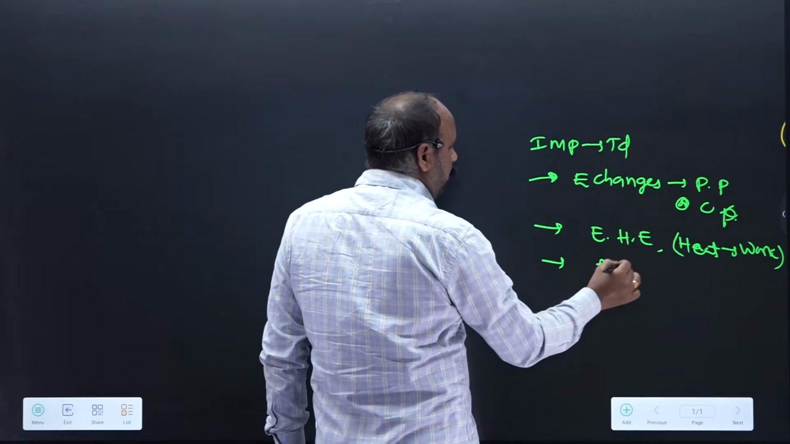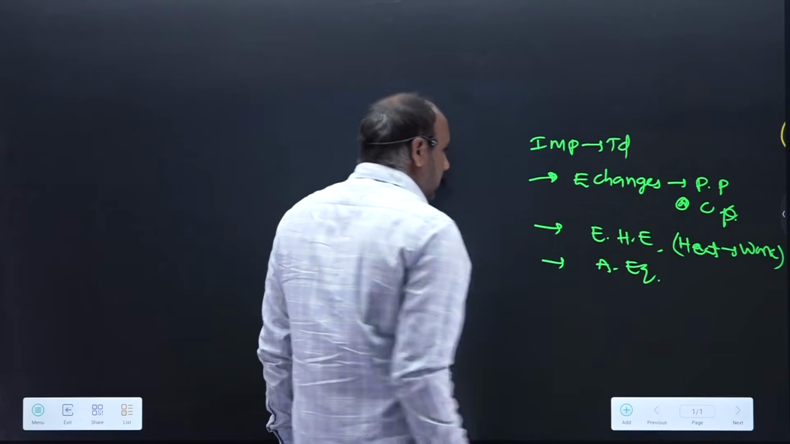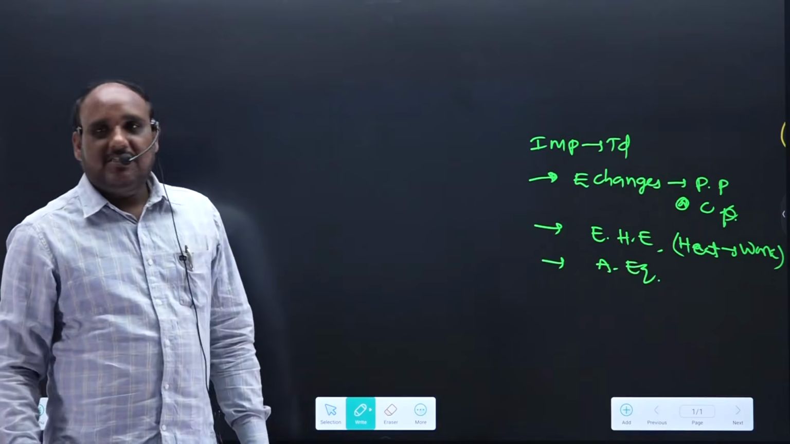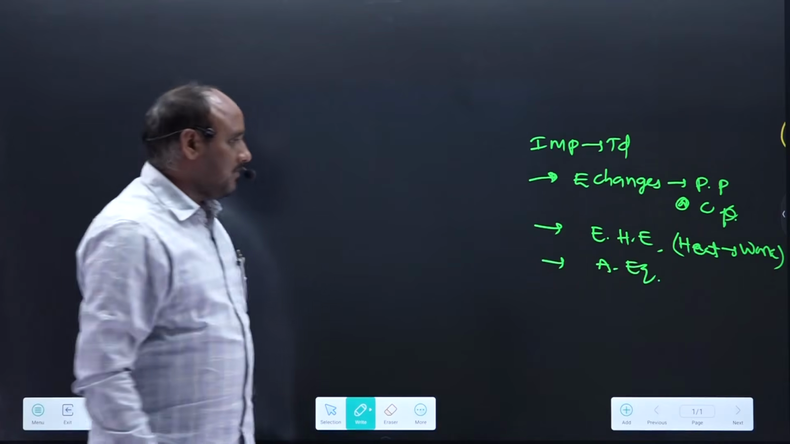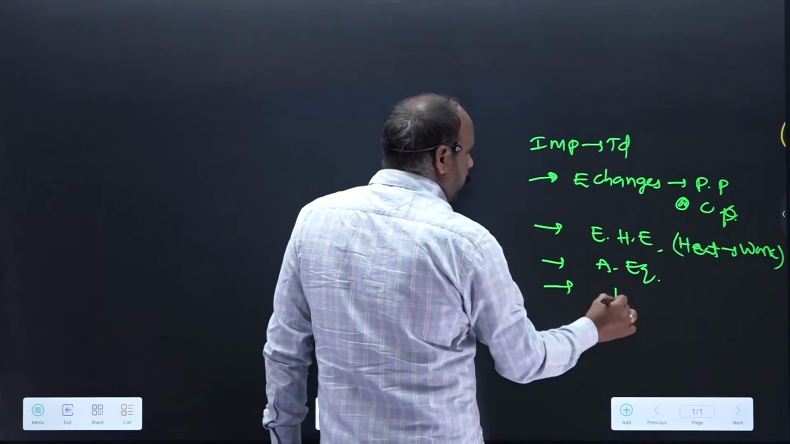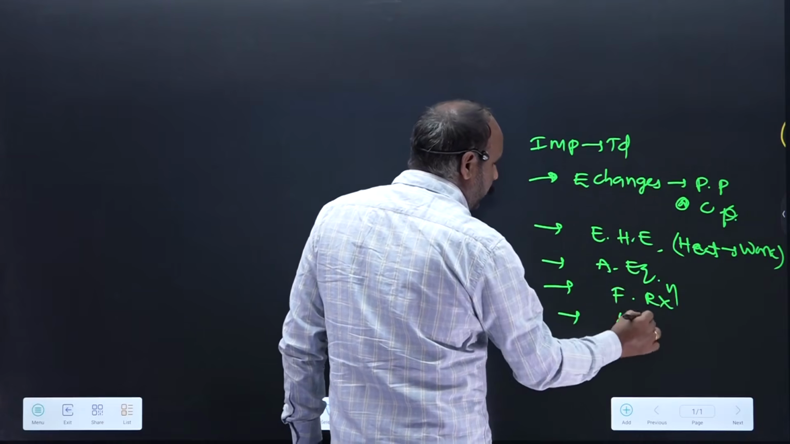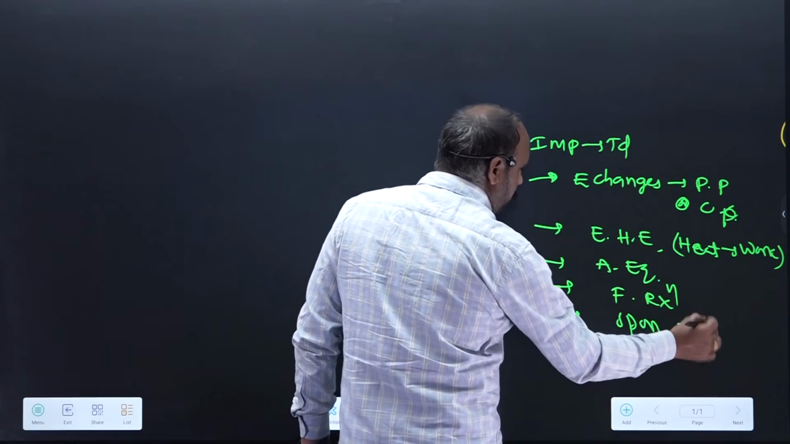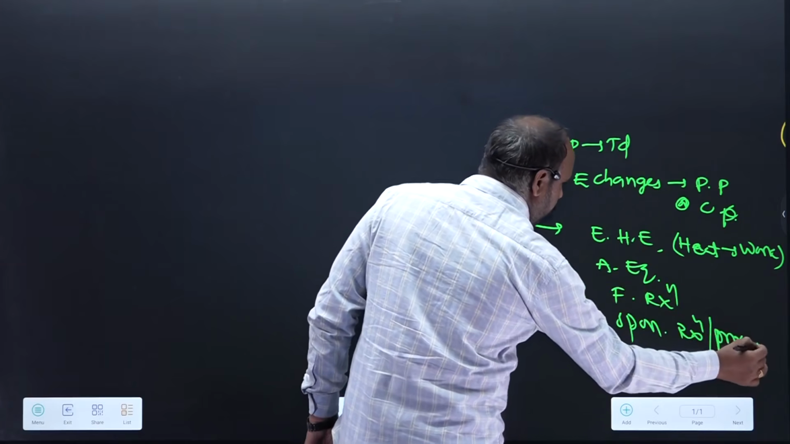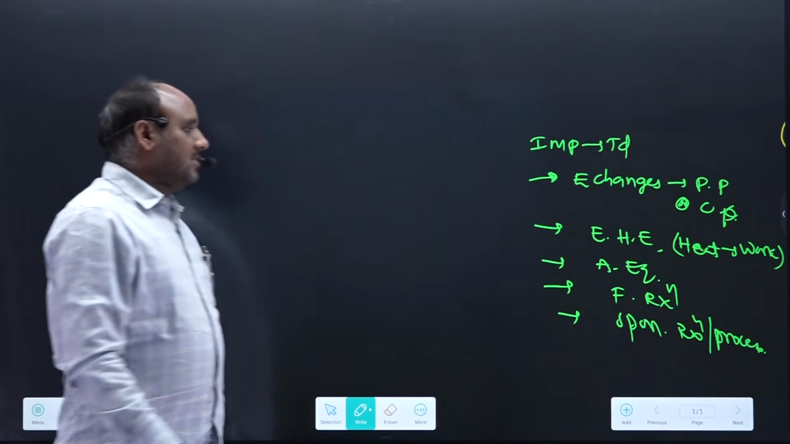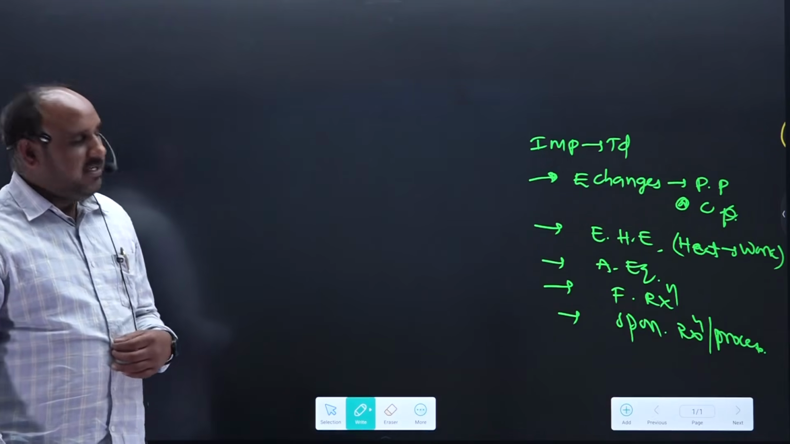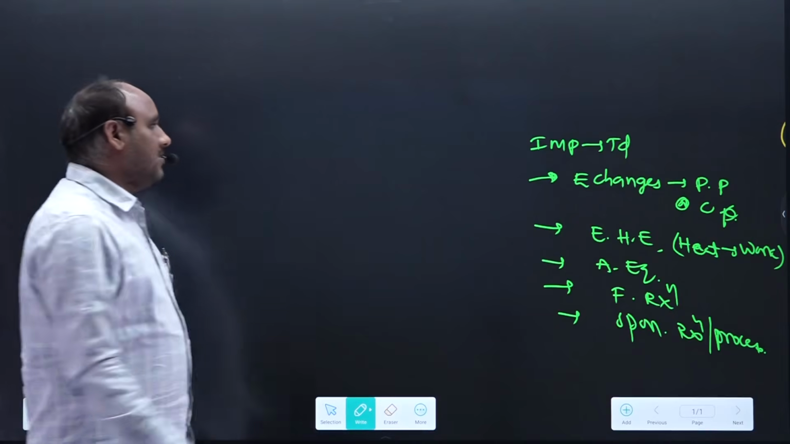Then attainment of equilibrium, how equilibrium is attained between the processes, and the feasibility of the reaction. Then the spontaneous nature of the reaction or process. Right. So these are the major importance of thermodynamics, and somehow limitations also we have discussed.